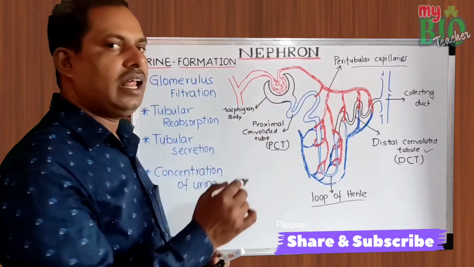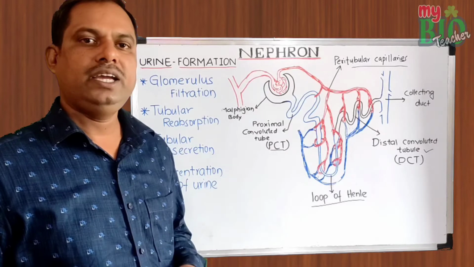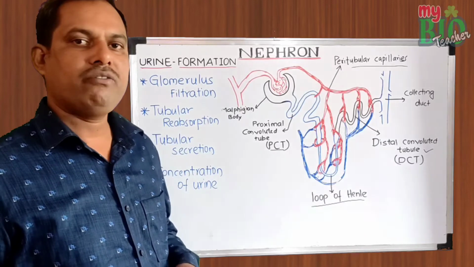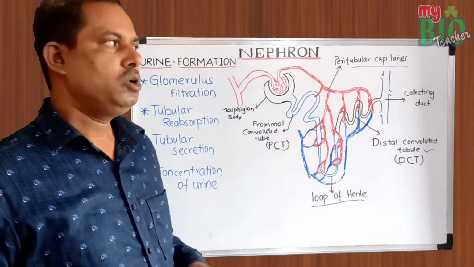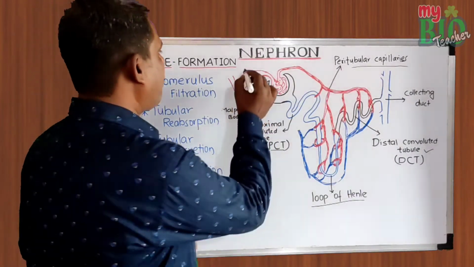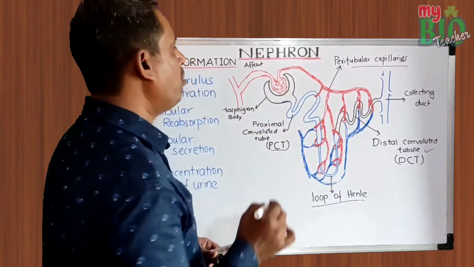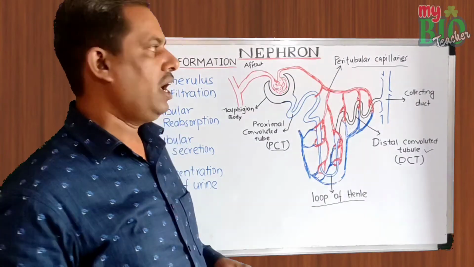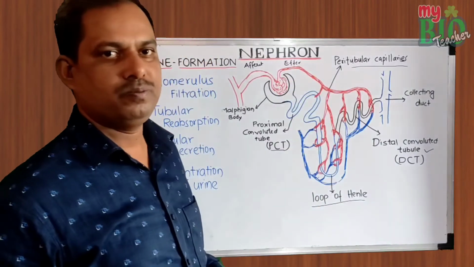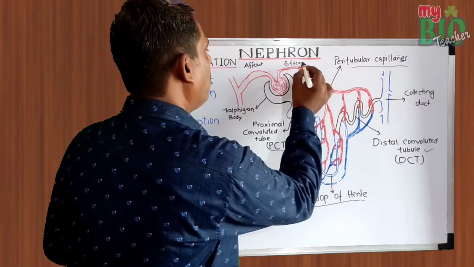Here, the renal artery, after entering into the kidney, redivides to form a fine blood capillary. That tube is called the afferent blood vessel. This afferent blood vessel enters into the Bowman's capsule and comes out as the efferent arteriole. Afferent arteriole and efferent arteriole.